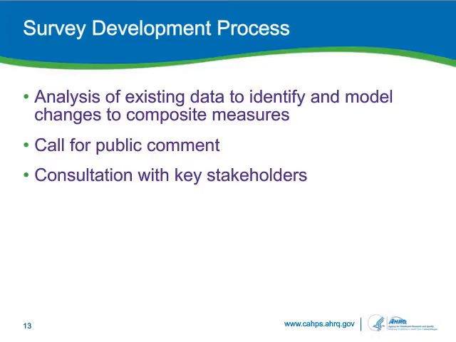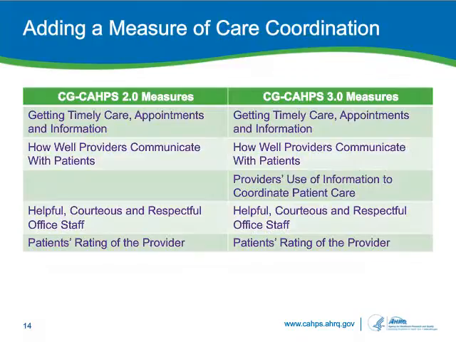So let's turn now to some of the revisions and look at the effects of these 3.0 changes, starting with an updated list of composite measures. As you can see on the left-hand side of the slide, you'll see the 2.0 measures: the access measure, getting timely care appointments and information; the communication measure, how well providers communicate with patients; helpful, courteous, and respectful office staff; and the patient rating of provider. As you look to the right of the slide, you'll see the 3.0 measures. Notice that the access and communication measures are still there, but in between those measures, we've now added providers' use of information to coordinate patient care.